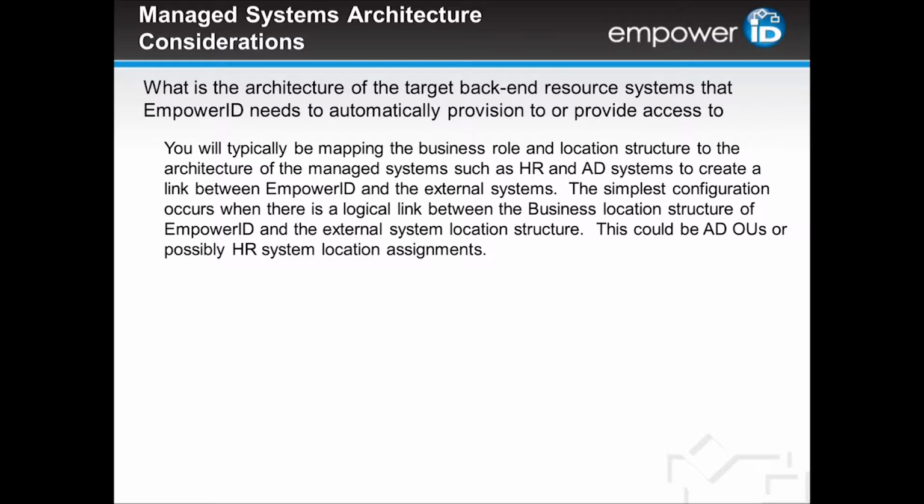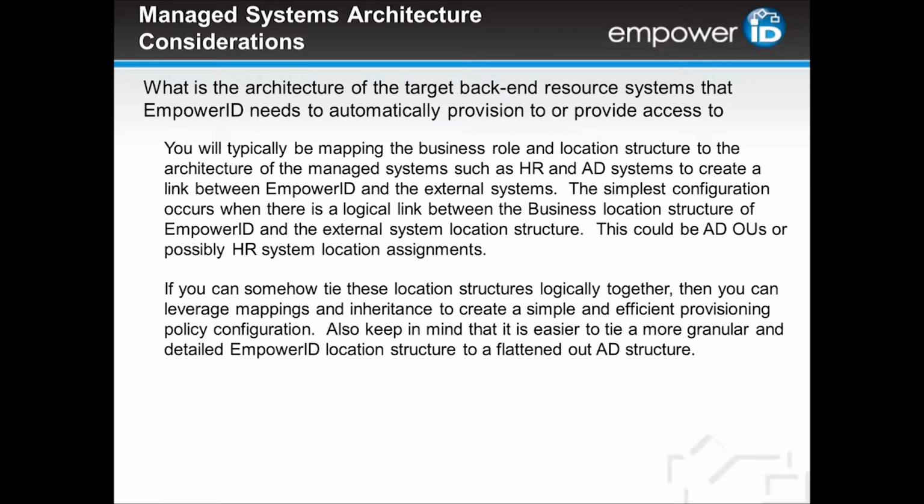Now, the simplest configuration occurs when there's some sort of logical link between the business location structure of EmpowerID and the external system location structure. This could be the Active Directory OUs or possibly the HR system location assignments. If you can somehow tie these location structures logically together, then you can leverage your mappings and inheritance to create a simple and efficient provisioning policy configuration.